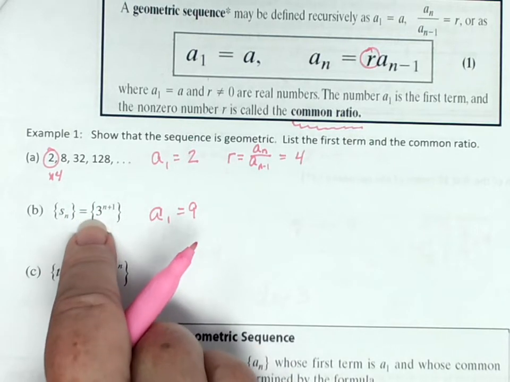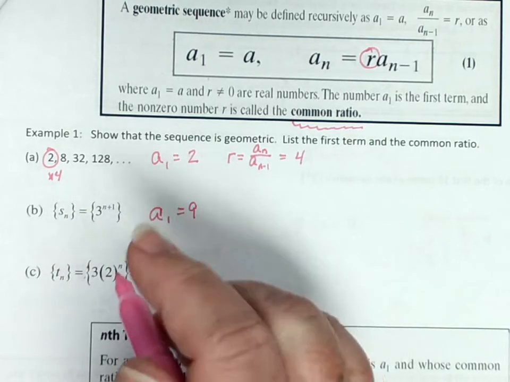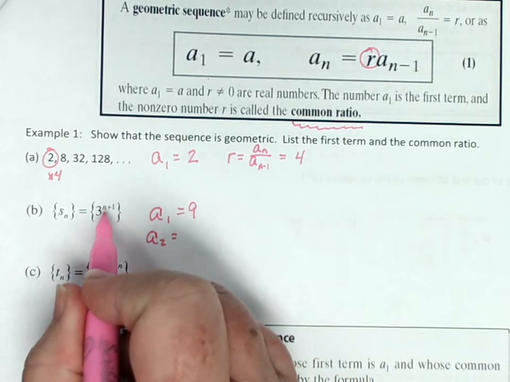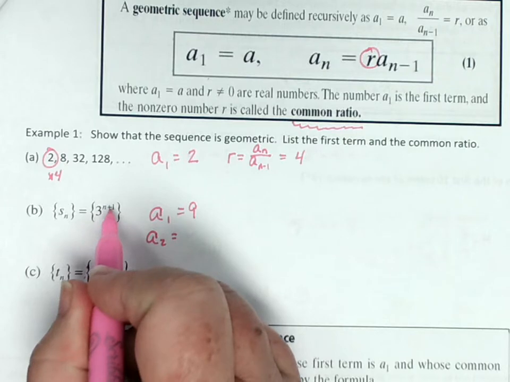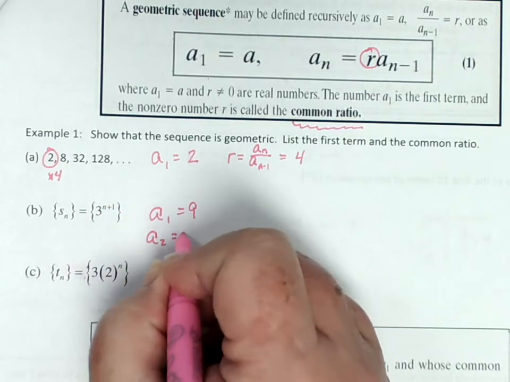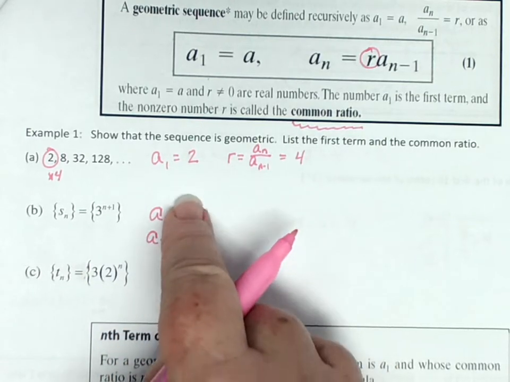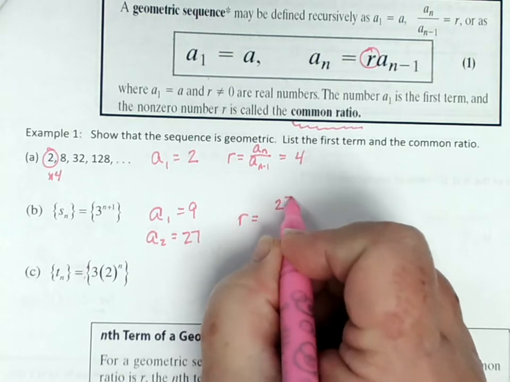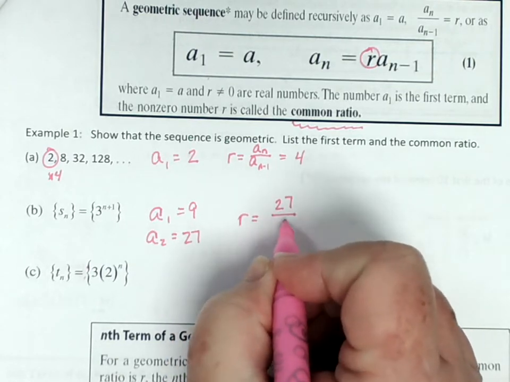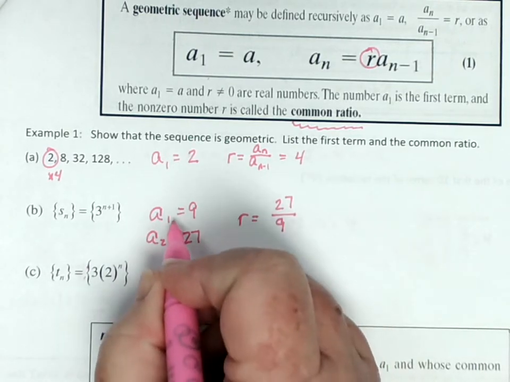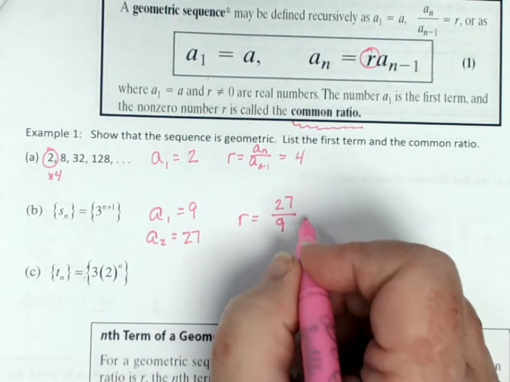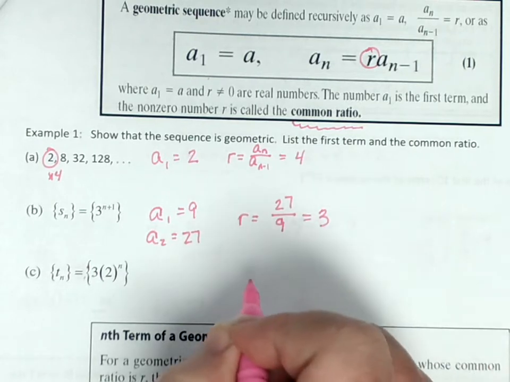Now, in order to find the common ratio, there's a couple things we could do. We could find the second number, which means we plug in 2 right there, and 2 plus 1 is 3. So 3 to the third power is 27. Once you have found two numbers, you can find the r value, because we're going to do 27, the second term, divided by 9, the one before it. It says take the term divided by the one before it. So my r value is 3.